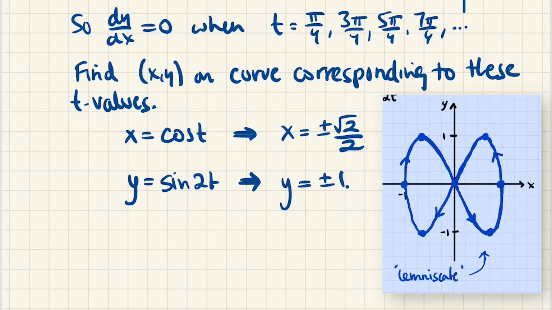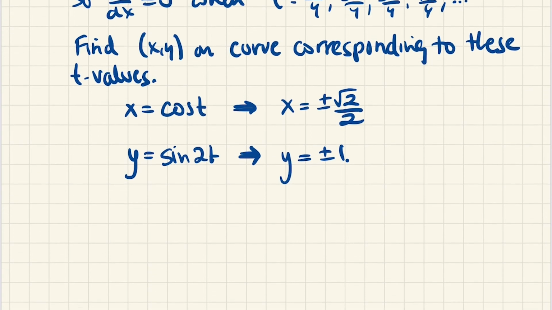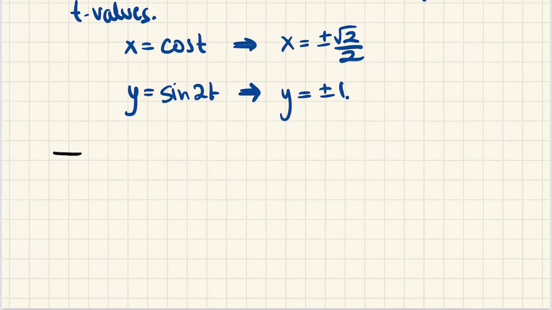So looking at our graph, you can see that we've found the locations where the tangent line is horizontal, and that would be at x plus or minus rad 2 over 2 and y plus or minus 1. Now let's see where the tangent line is vertical, and we can expect that it's at these 2 points right here, which is positive 1, 0 and negative 1, 0. But let's figure it out analytically.